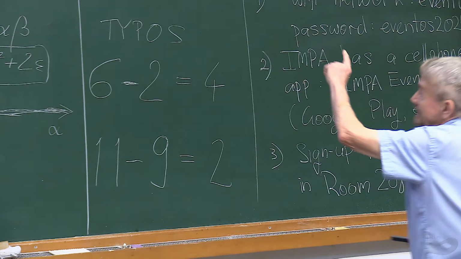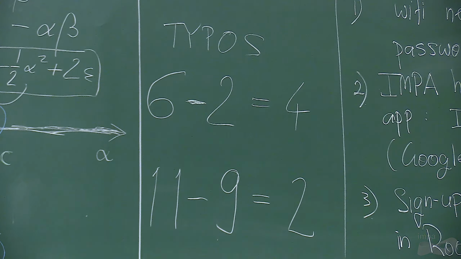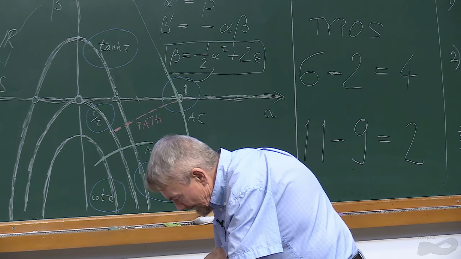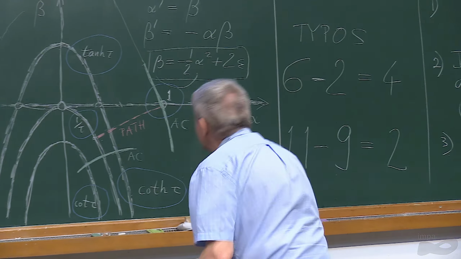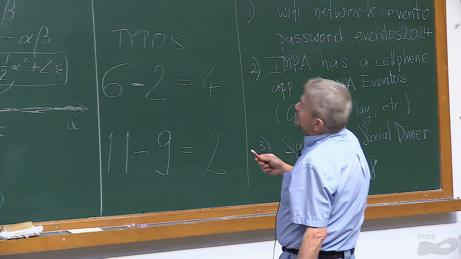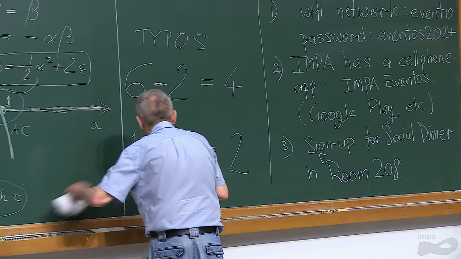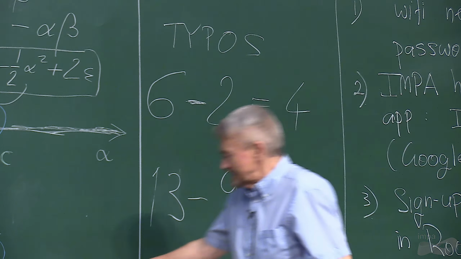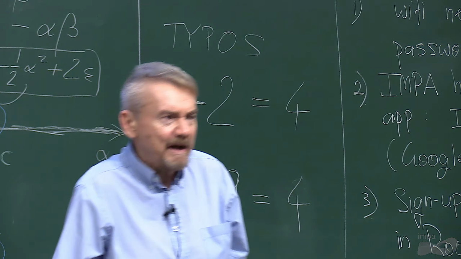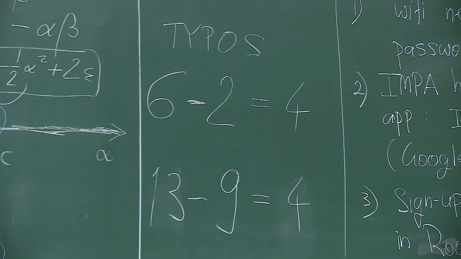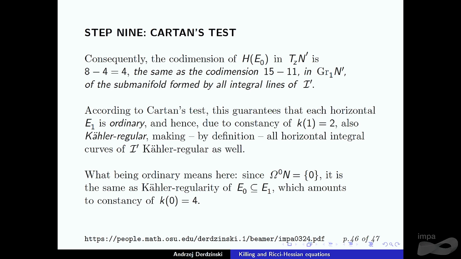Not 15 minus 11 equal to 4, but 13 minus 9 equal to 4. Let me correct it once more: equal to 4. Certain codimensions have to agree with certain codimensions. In other words, some submanifolds have to sit in larger manifolds in a correctly transversal way, and these conditions are satisfied very trivially in our situation, and that allows us to apply the Cartan-Kähler theorem.